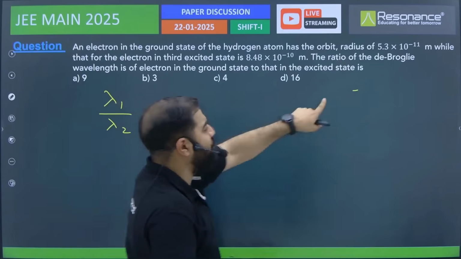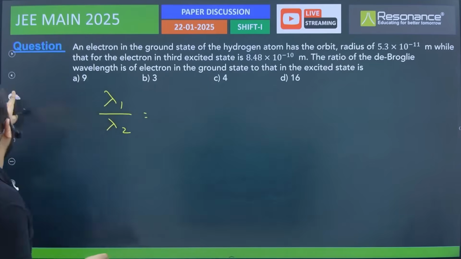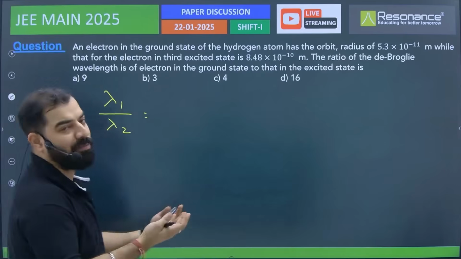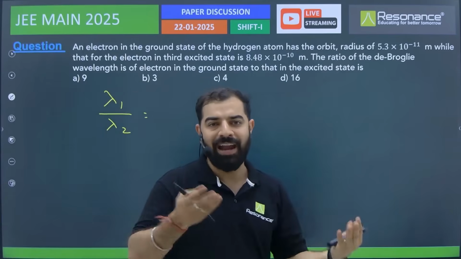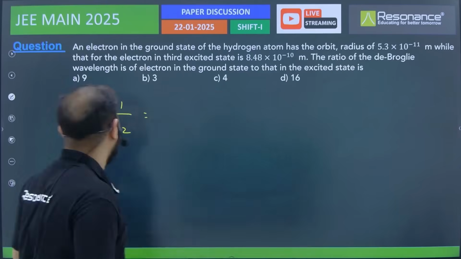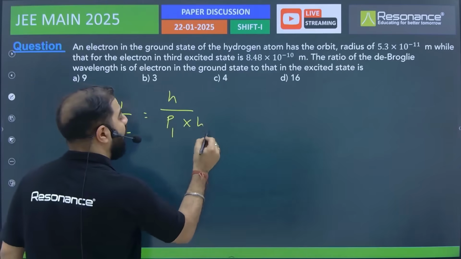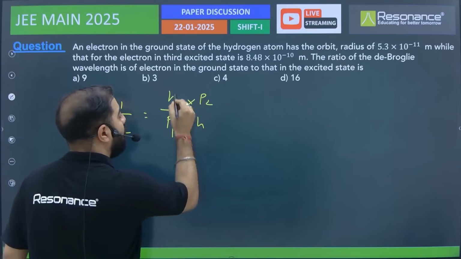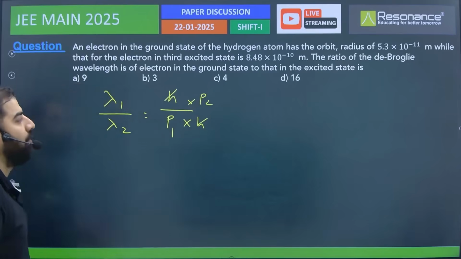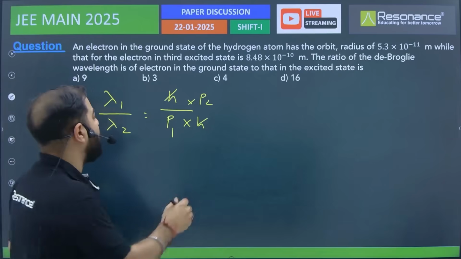But at times we can understand that straight formula based questions in modern physics are very relevant, right? Atom and these, they are very relevant. Coming back here, lambda 1 by lambda 2 is like h by p1 over h by p2. De Broglie's equation. So that's like p2 by p1.